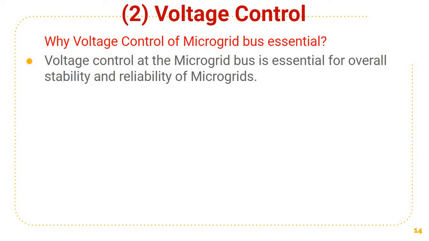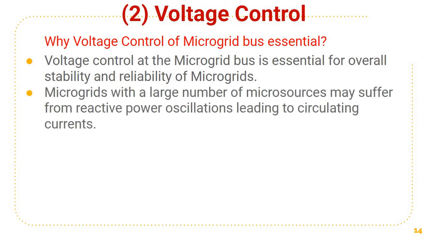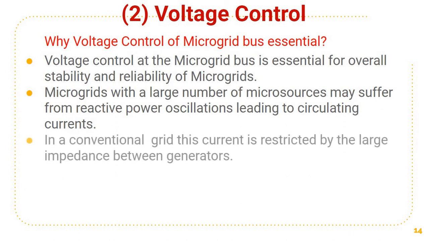Now the voltage control of a microgrid is essential for the overall stability and reliability of microgrids. If there are a large number of microsources, a variation in voltage at different places will lead to reactive power oscillations, which will lead to circulating currents, and these circulating currents, if not controlled or regulated, will lead to damage of the microsources themselves. In a conventional grid, the circulating current is restricted by the large impedance between generators. But here in a microgrid, the impedance between generators is low, so the circulating current has harmful effects on the microsources.